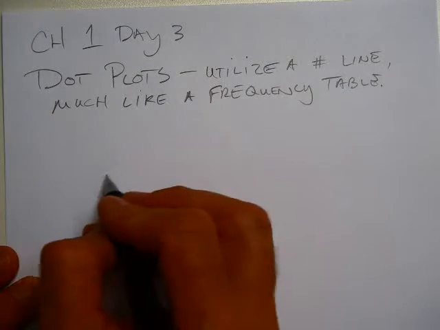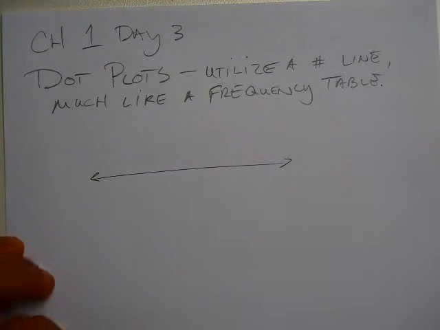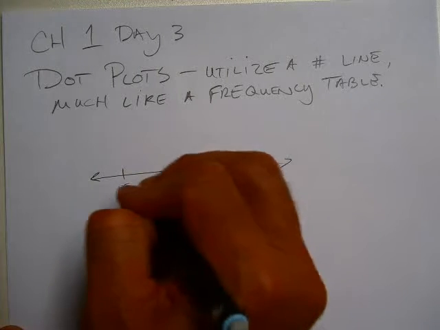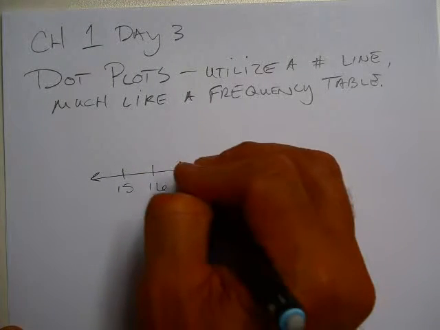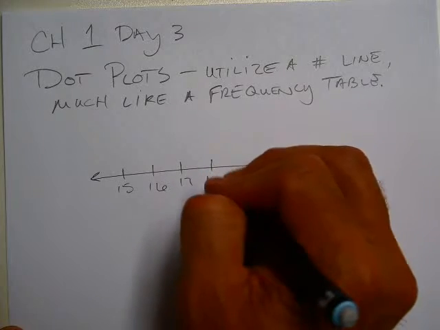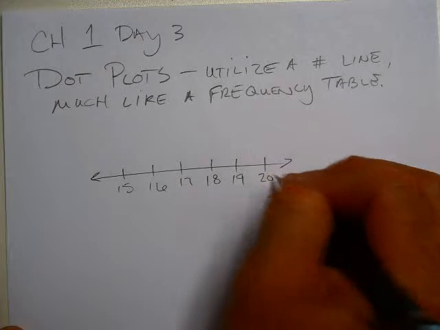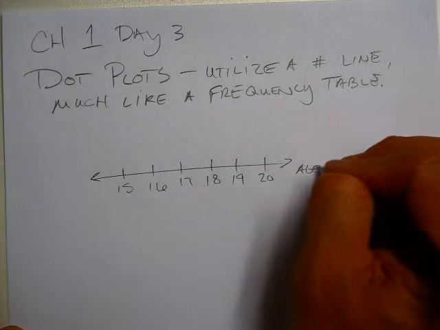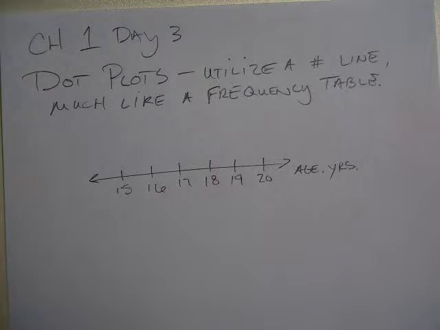So let me just give you a scenario here for a dot plot. Let's say I take and I ask everybody their age. Okay? I think it's a fair bet that everybody's going to fit between 15 and 20. Age in years.